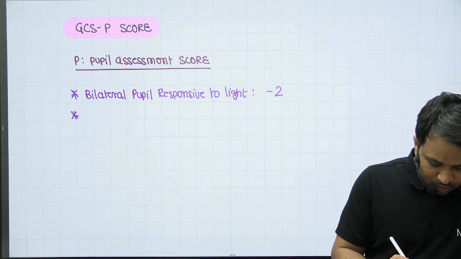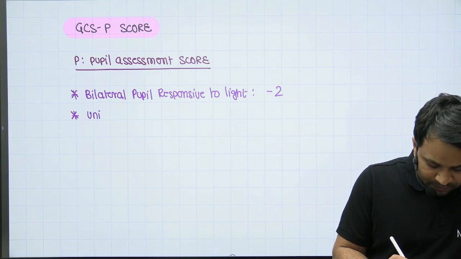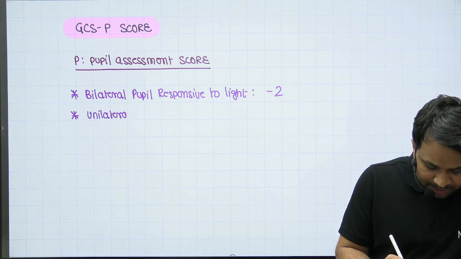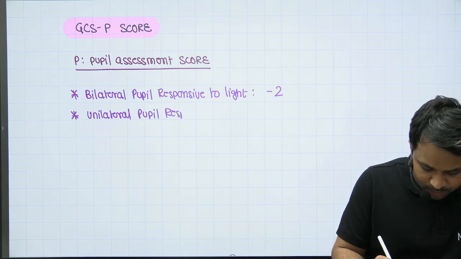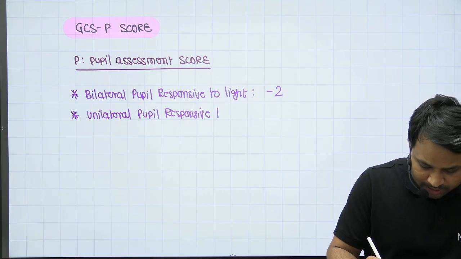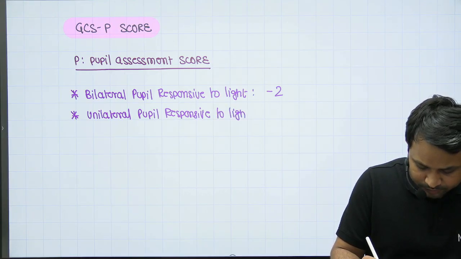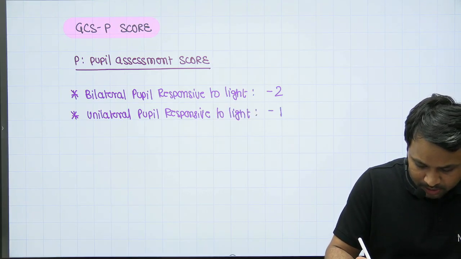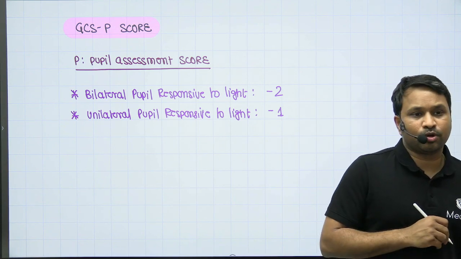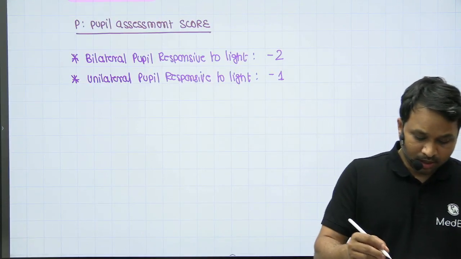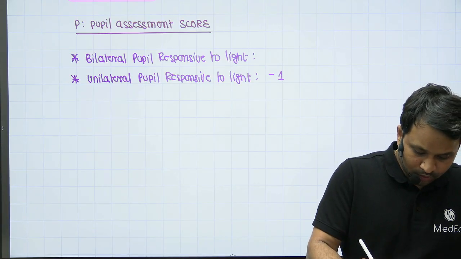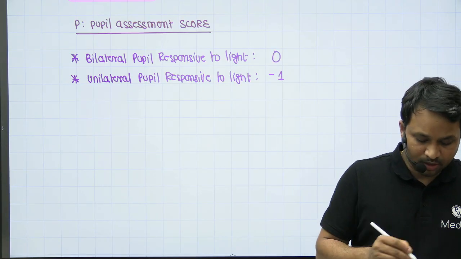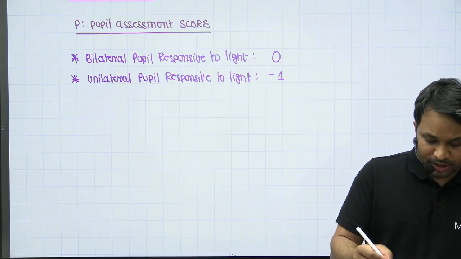If unilateral, only one. If there's a unilateral pupil response, and the other one is not responding, a score of -1 is given. Sorry, if both the pupils are responsive to light, we give a score of 0. If only one pupil is responding, it is -1.